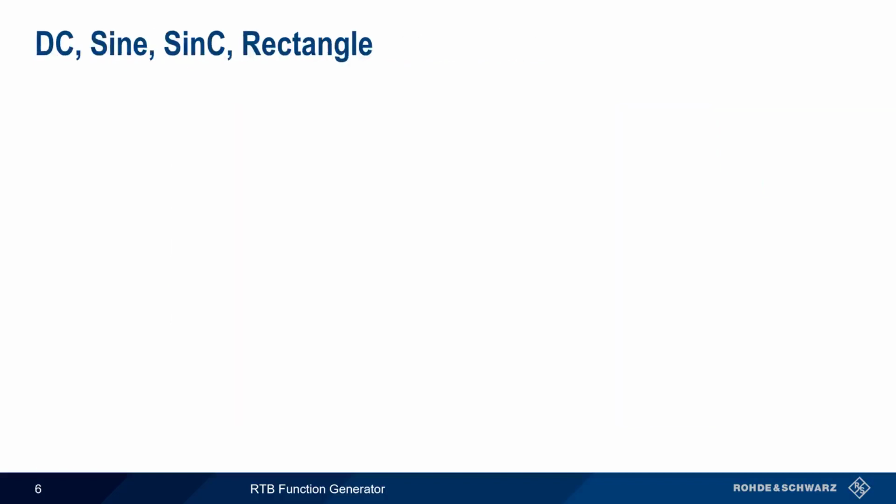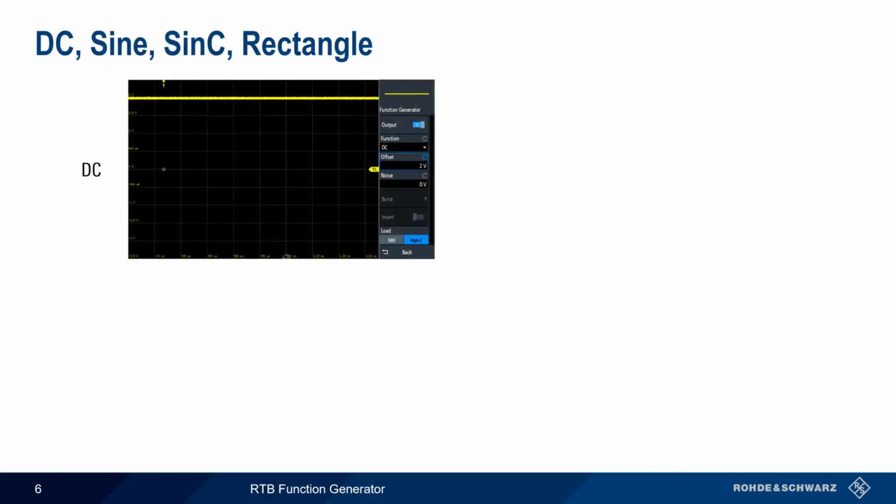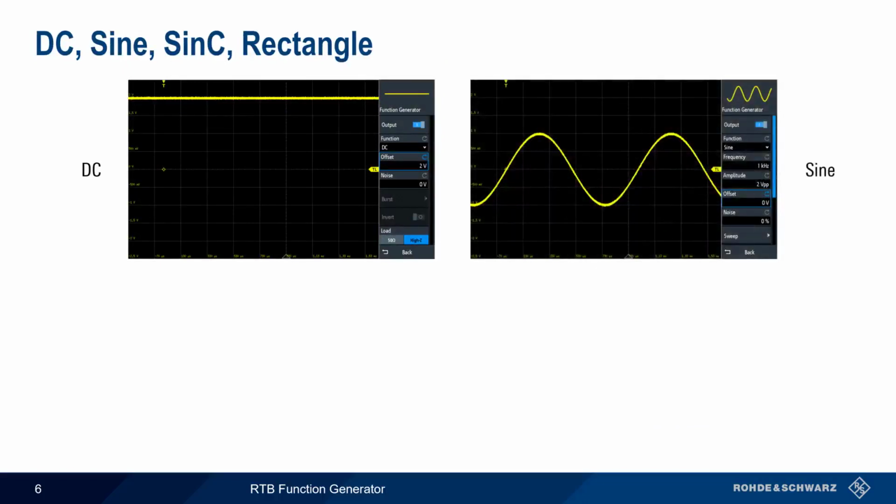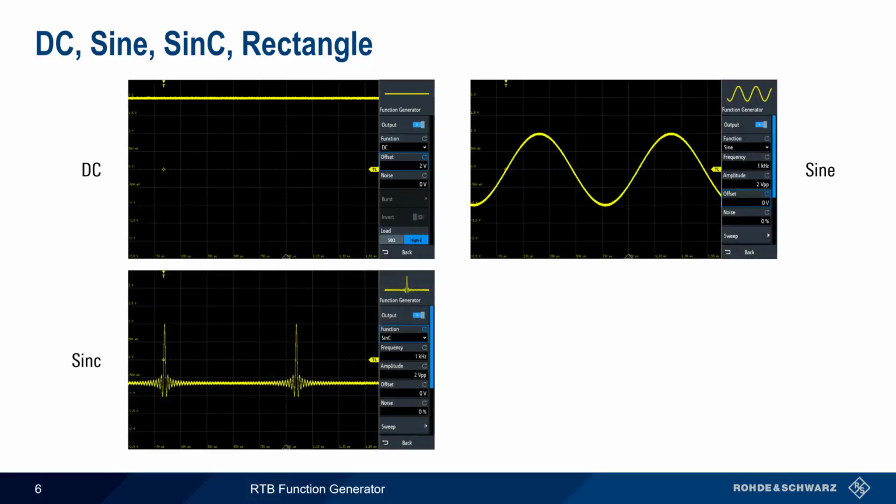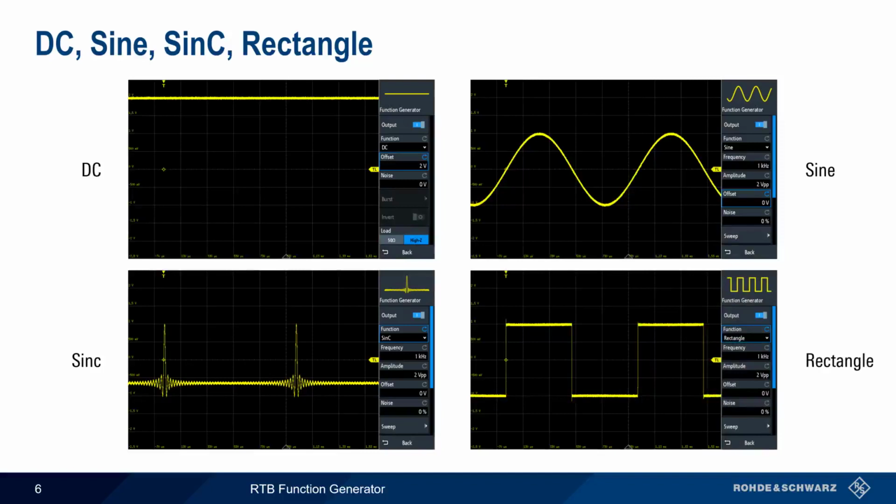Let's start with four of the most basic functions. DC simply outputs a constant voltage at the defined offset. Sine generates a sine wave with a given frequency and amplitude. SinC is a classic sin x over x function, and rectangle produces a rectangular or square wave.